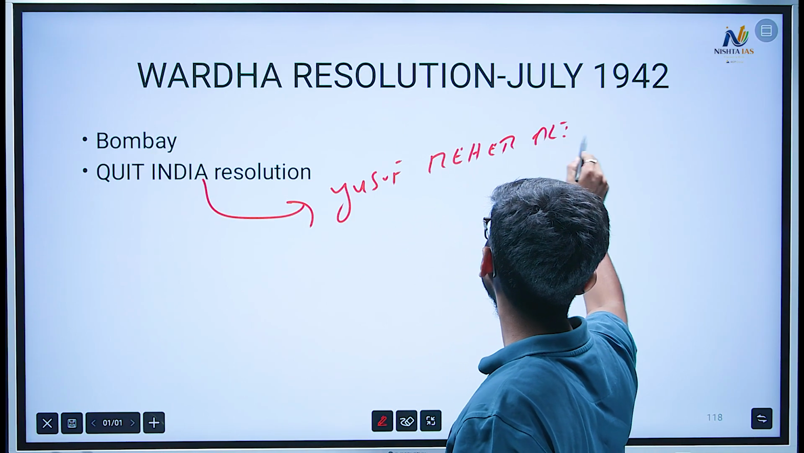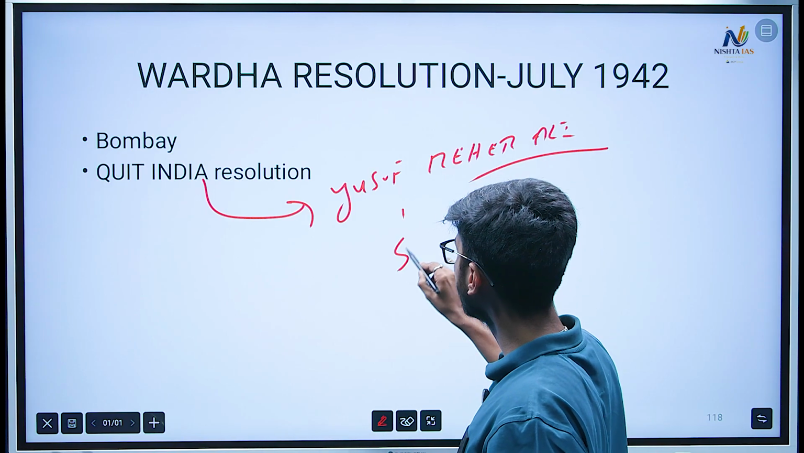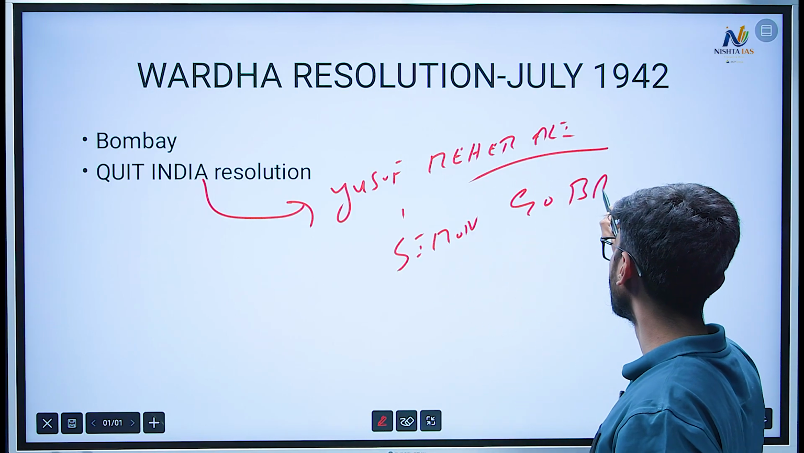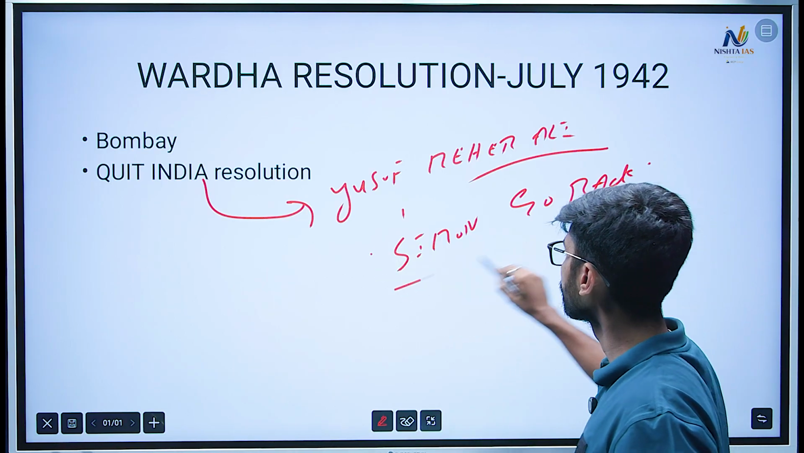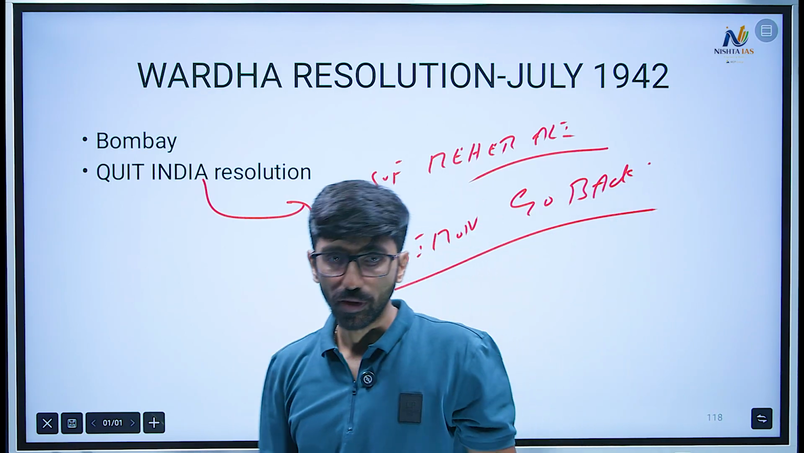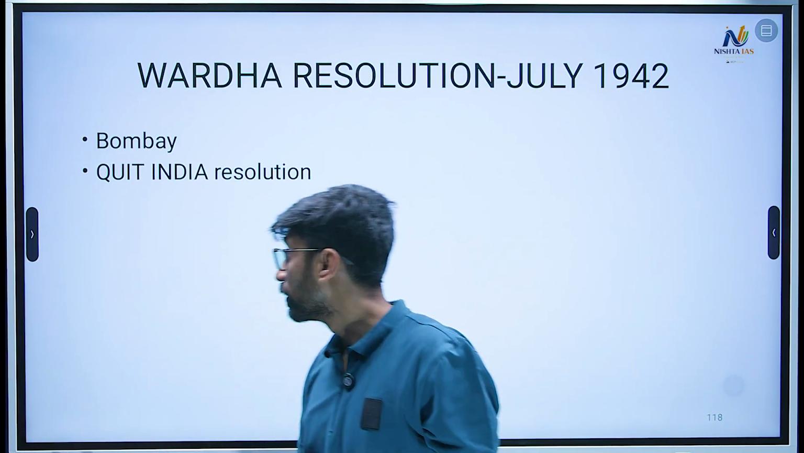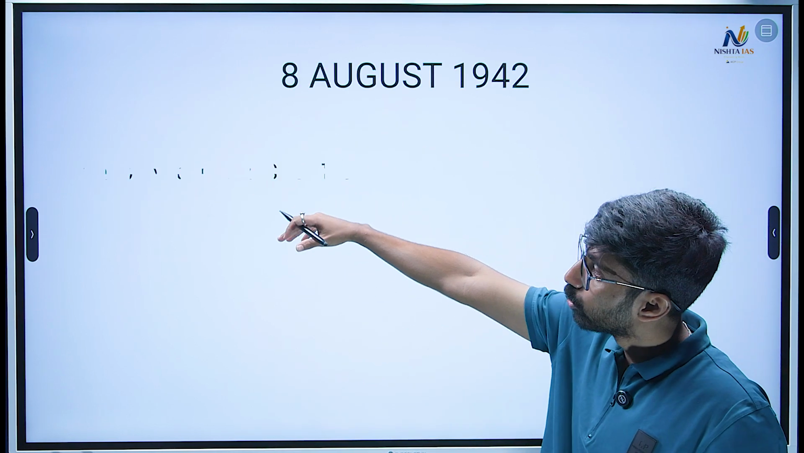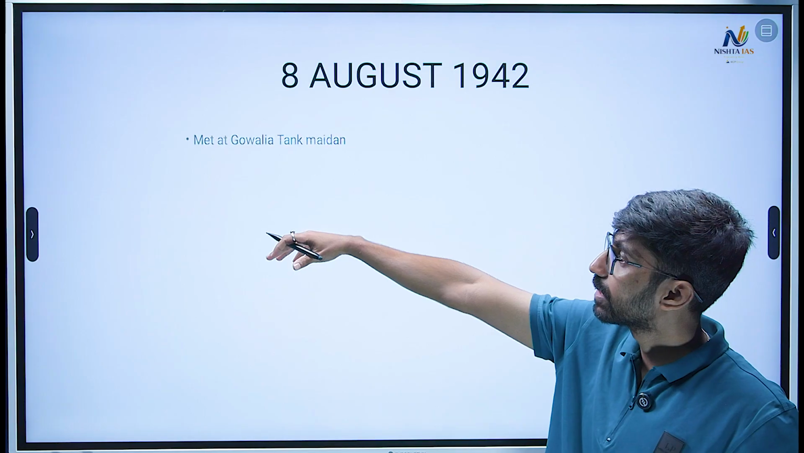Okay, Meher Ali. The same one also gave the slogan "Simon Go Back". Both of them were associated with Yusuf Meher Ali. So this is the resolution which directly led to the Quit India Movement. Then again, 8th August 1942, that was the question. Met at Gowalia Tank Maidan.